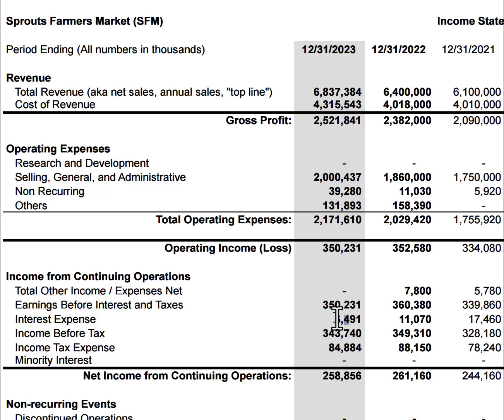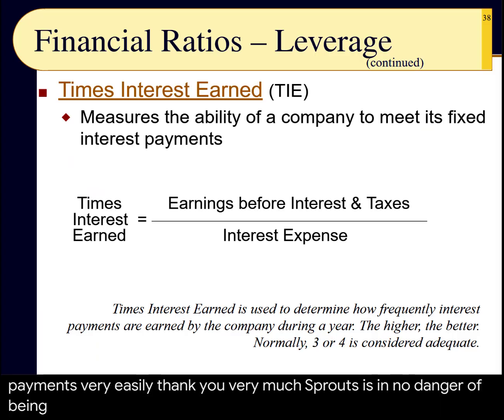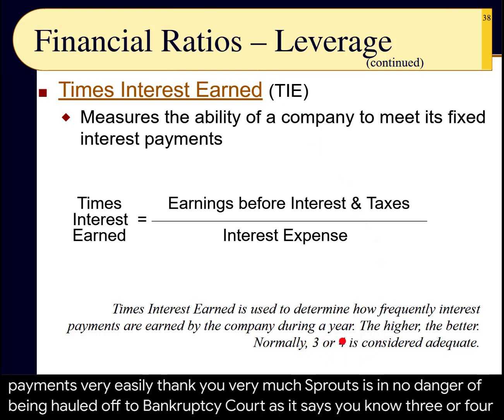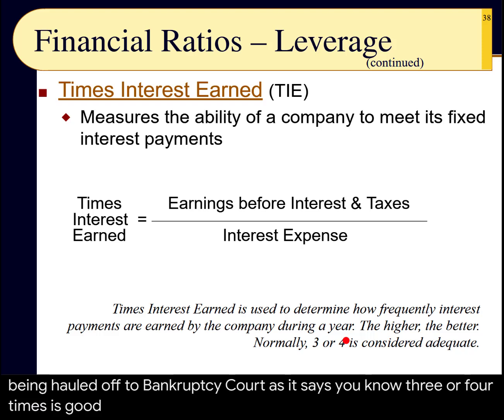And, you know, I'm just nervous when it comes to debt. But Sprouts is not worried about having a debt-to-equity ratio of 121% because they can make their debt payments very easily. Sprouts is in no danger of being hauled off to bankruptcy court. As it says, 3 or 4 times is good. Every few months, and instead they can do it every week.